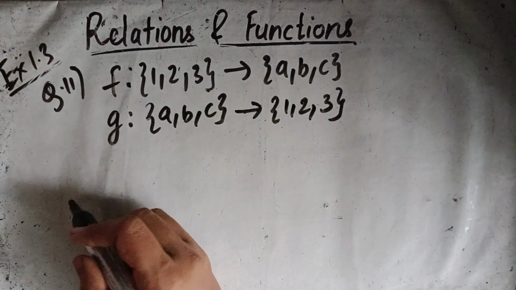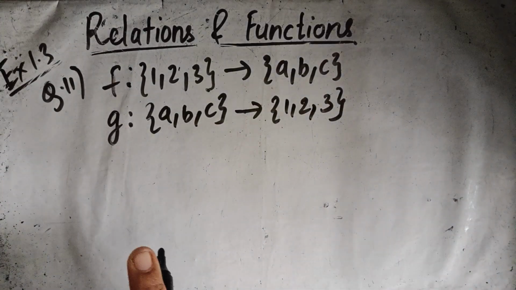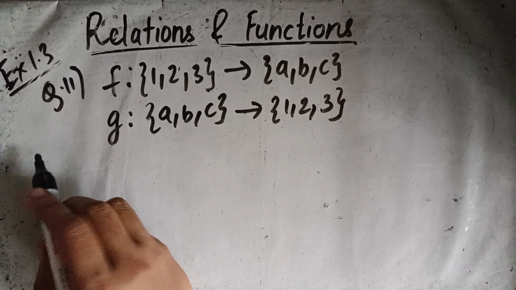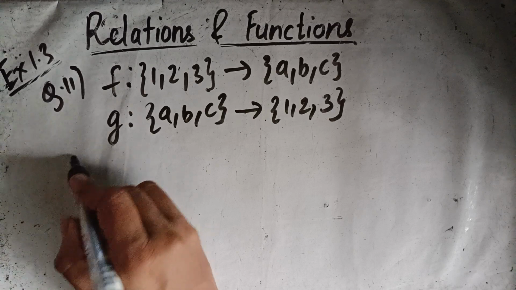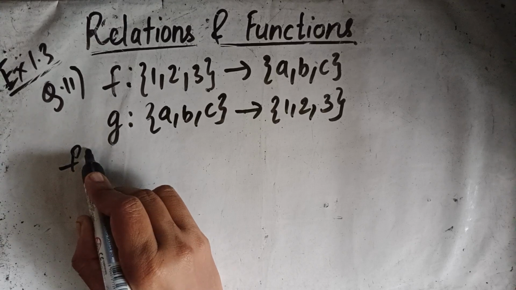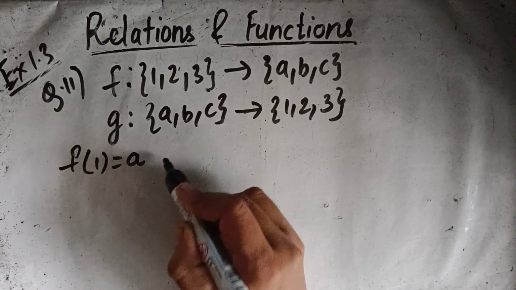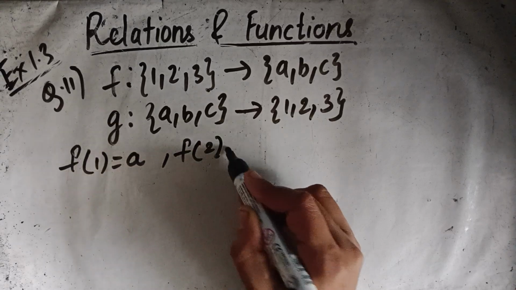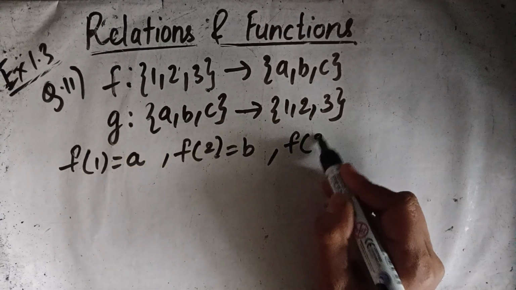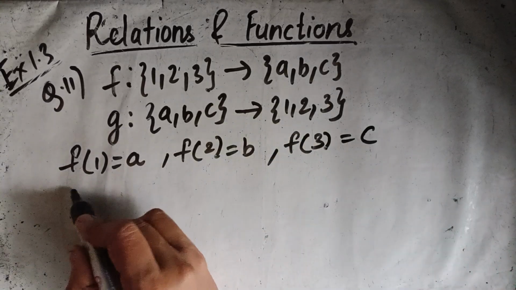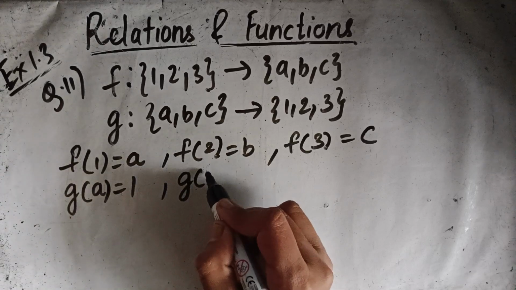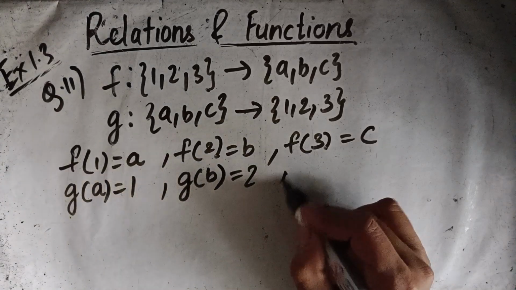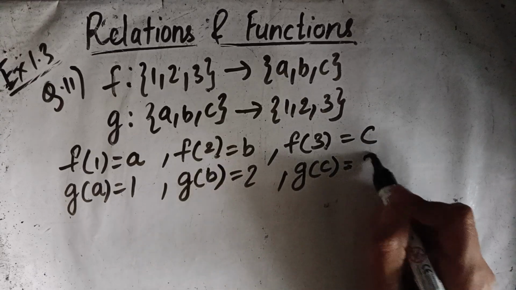Then we have to check for F composite G and G composite F. F of 1 is defined to be A, F of 2 is defined to be B, and F of 3 is defined to be C. Similarly, we can take G of A to be defined as 1, G of B as 2, and G of C as 3.